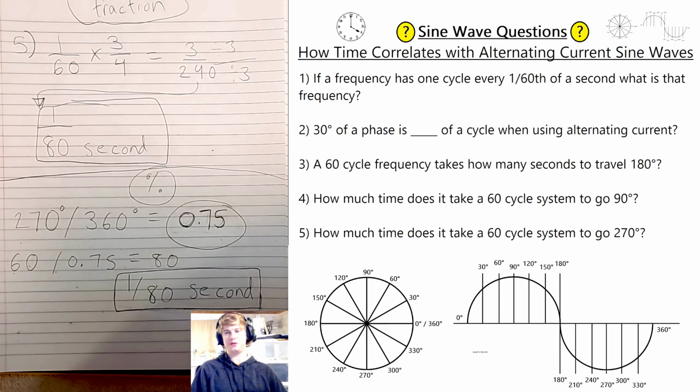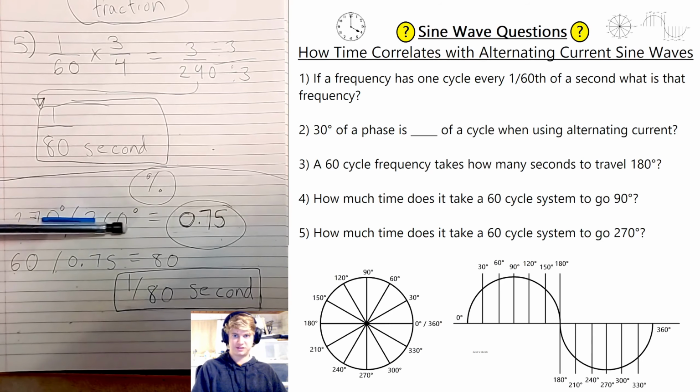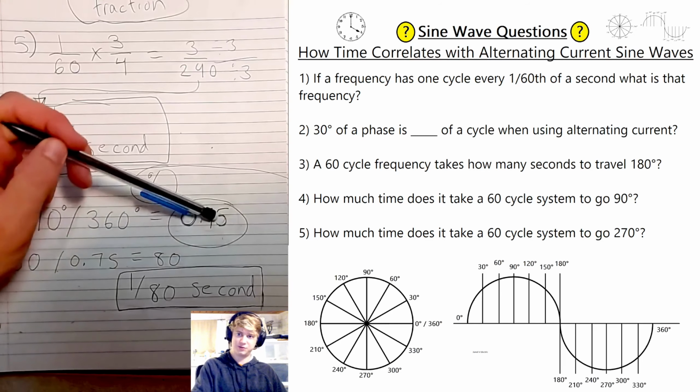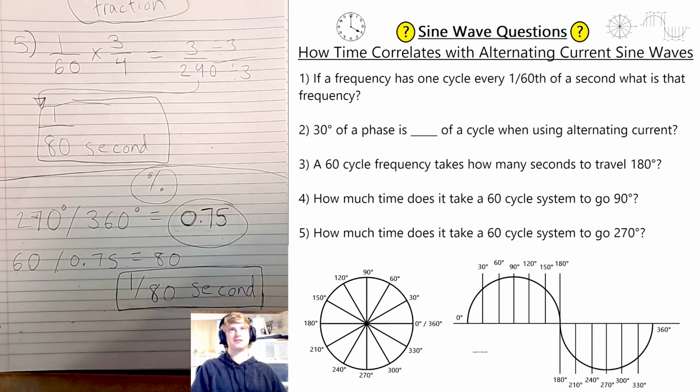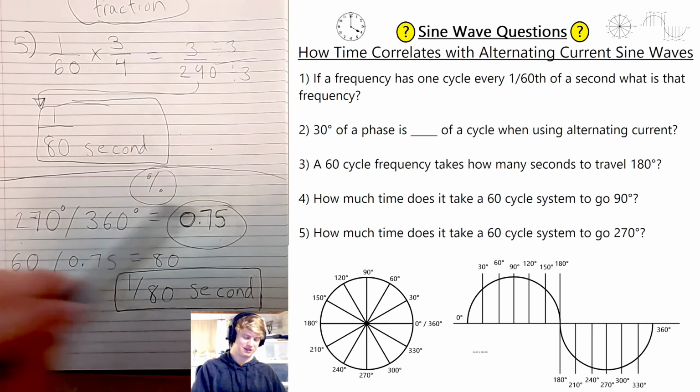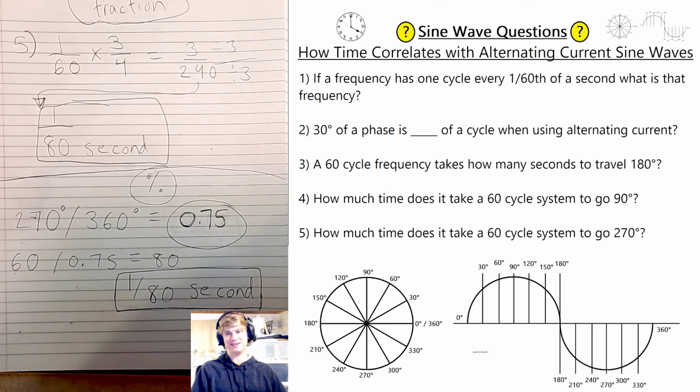So no matter which method you find easier, we have 2 different methods there. The percentage one, just saying, okay, so we have a certain number of 360, so what percentage is that number of 360? We get that number, and then we think a 60 cycle system, and then we just think 60 divided by that percentage, and we get our number. And then we just put 1 over that, and that tells us what fraction of a second this occurs.